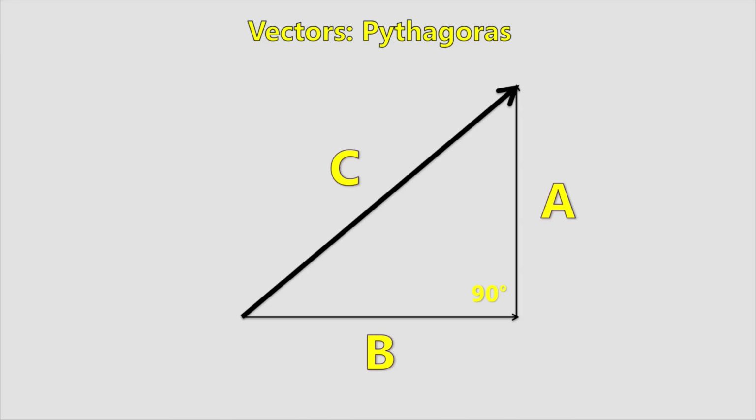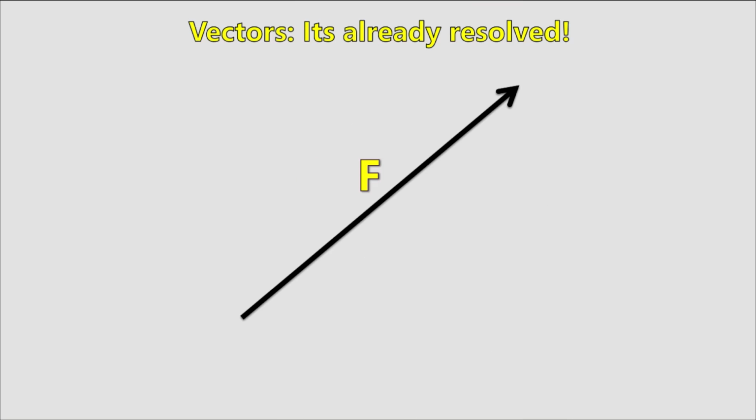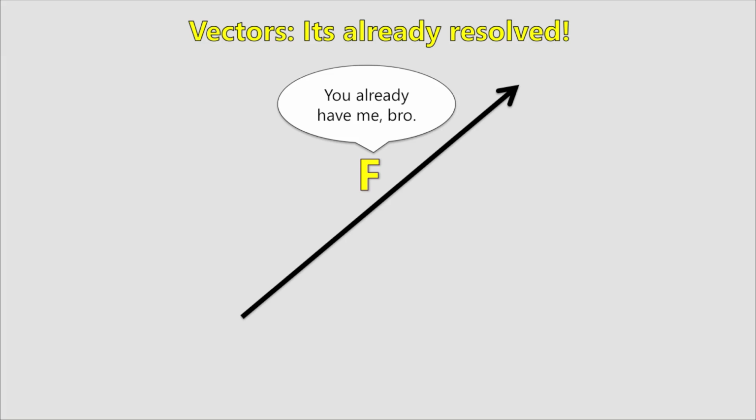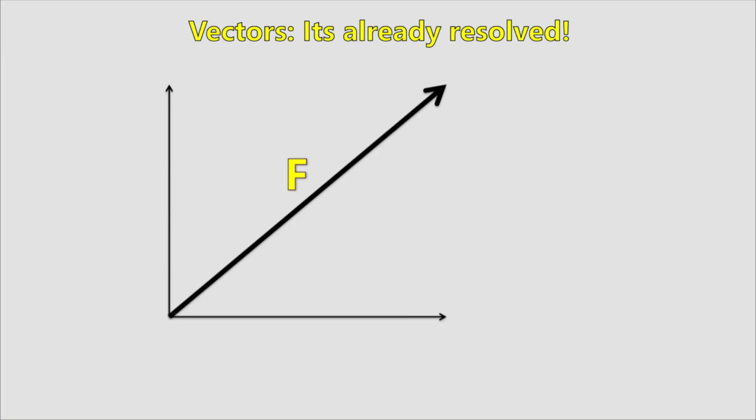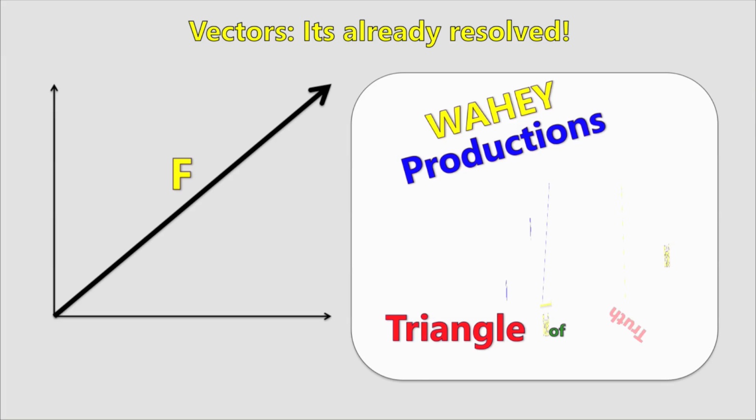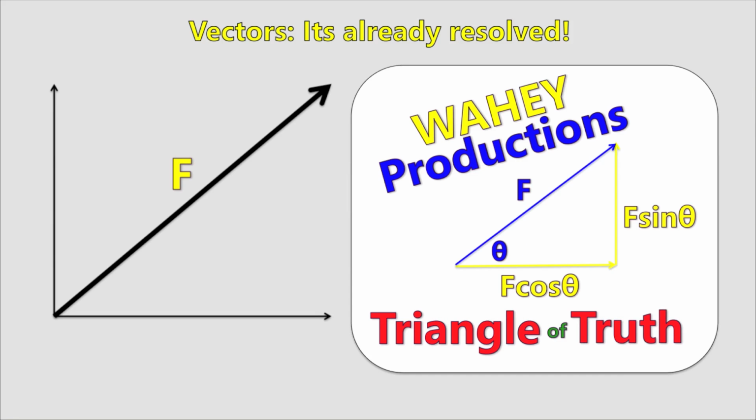Now, there are some questions, most questions, where you are given a resultant force and you need to find the components. Well, lucky for you, you can now use the WAHEY Productions Triangle of Truth. All it is, I admit, is a rearranged SOH CAH TOA, but still, it's handy to remember.